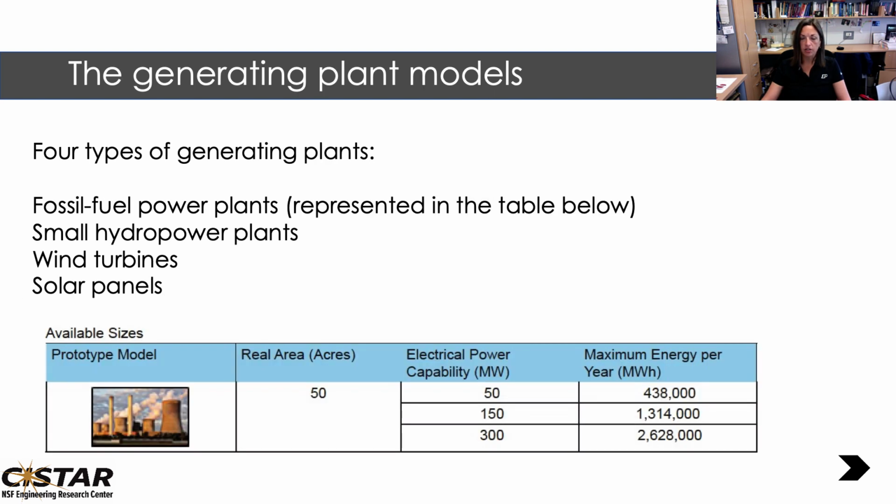Students have the option to choose between 4 types of generating plants: fossil fuel power plants, small hydropower plants, wind turbines, and solar panels. Each one generates different amounts of electrical power, conveys different impacts upon the ecosystem of the area, has different construction and operating costs, and occupies different amounts of land area. All this information is summarized in the information sheets for Lesson 2.